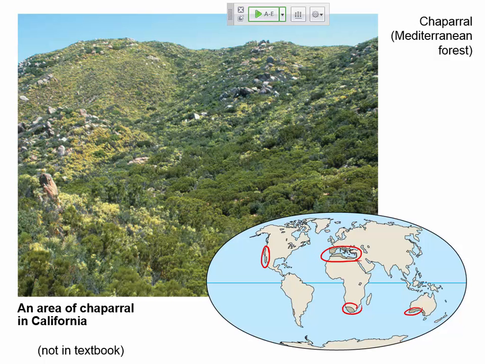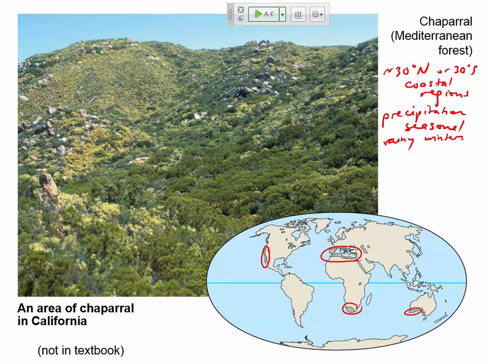So what are some characteristics then of Mediterranean forest? Well, they tend to be on the order of about 30 degrees north or 30 degrees south, more or less. They tend to be associated with coasts, so they are typically found in coastal regions rather than very far inland. Another characteristic of this biome is that precipitation tends to be extremely seasonal. So for example, with rainy winters, at least when you're not having a big drought, and then also dry summers. That is the overall characteristic pattern.